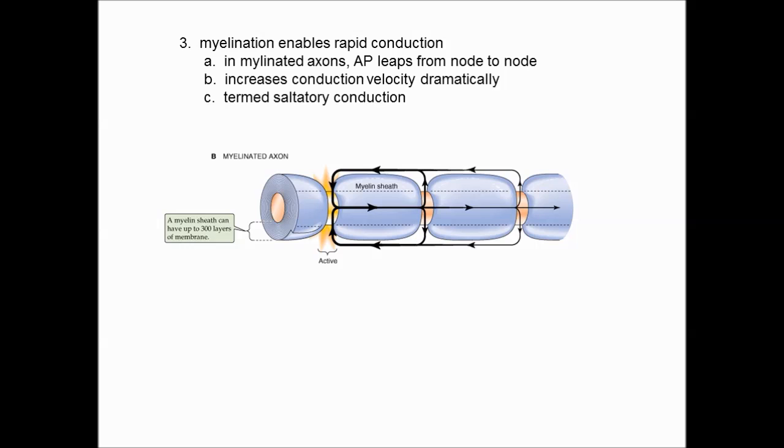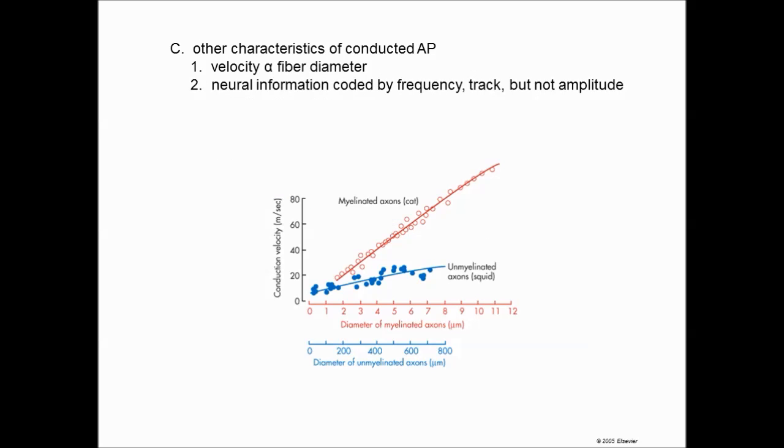So it increases the conduction velocity many fold. If it wasn't for myelination, we'd have a much, much slower communication system. So it's a way of tremendously speeding up conduction. If you look at myelinated nerve conduction versus non-myelinated nerve conduction, the velocity is much, much higher in myelinated than non-myelinated. Another aside here on this little figure is the effect of diameter just by itself.